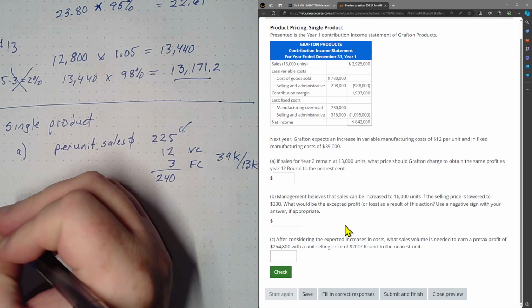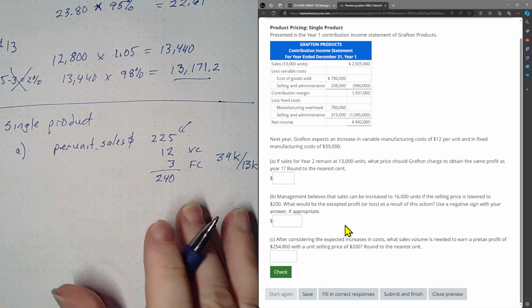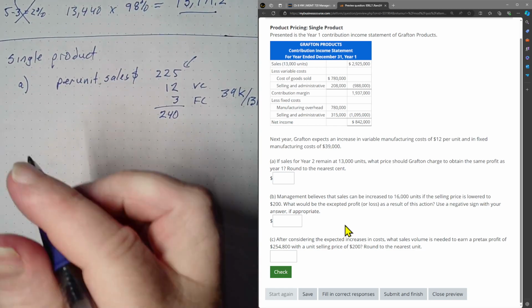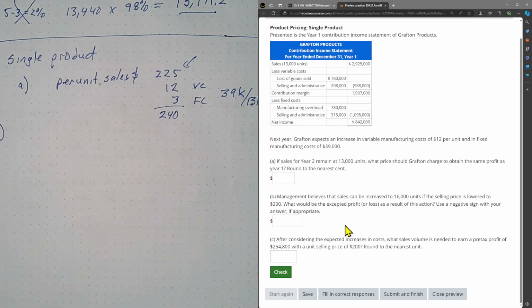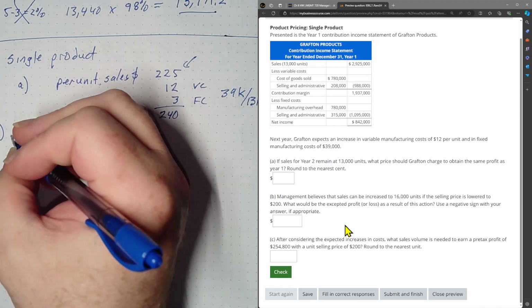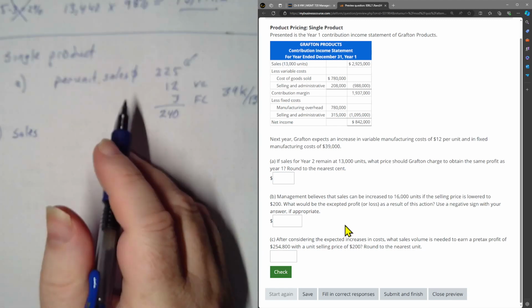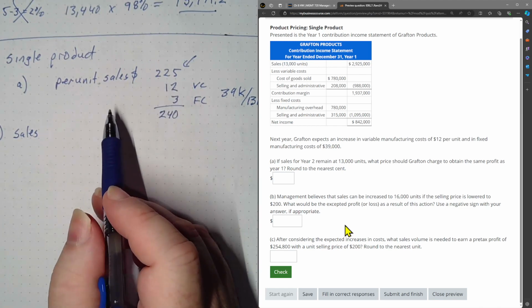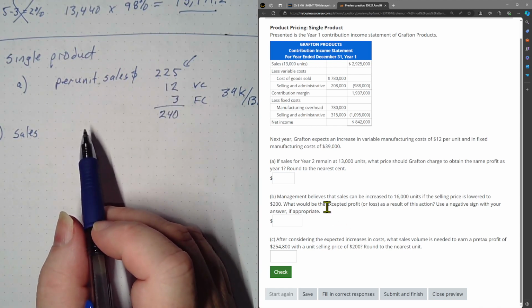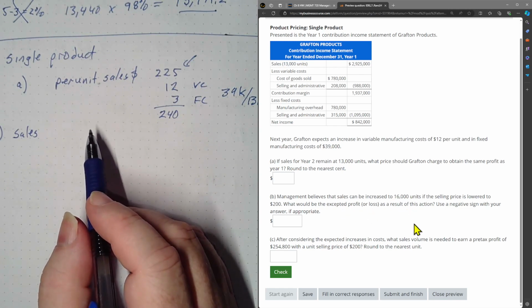Number B. Now B, I'm going to try and maybe do it side by side. I think I've got enough space here on the page to do B and C. And here's where we're going to jump back and forth between unit and variable cost. Now we have sales here, and we just determined sales up here was 225, but they give us a new set of information here. They believe that sales can be increased to 16,000 units if the selling price is 200.